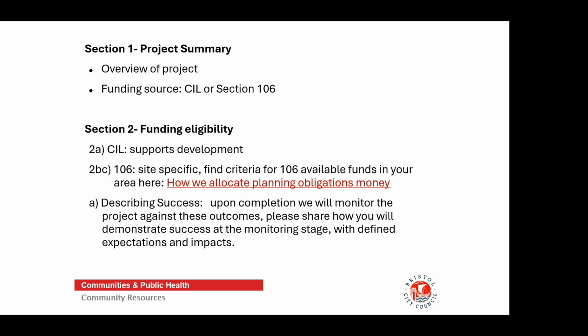And then the next section in Section 2 is about describing success. And this is where you tell us about what you hope to achieve by completing your project. And this is quite an important section because upon completion, they're the points we monitor the project against, those expected outcomes. So it's good if you can share how you'll demonstrate success at the monitoring stage with defined expectations and the impacts your project will have on your local community.